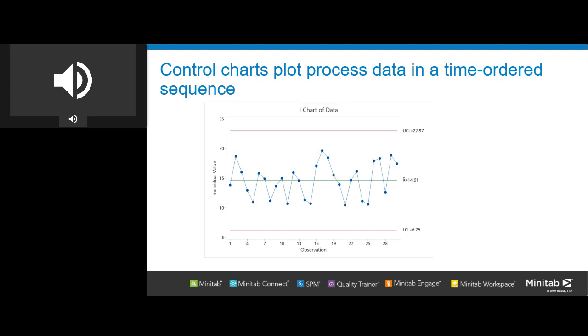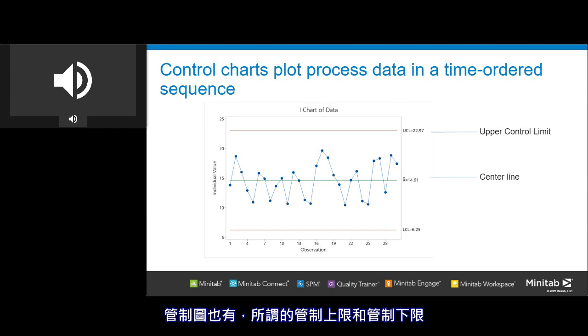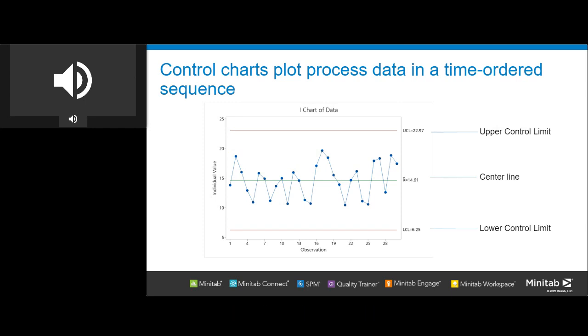Now, all control charts have certain elements. One thing is a center line, and this is usually the average, depending on what kind of control chart you're looking at, basically looking at the most common value. They also have what's called an upper control limit and a lower control limit.